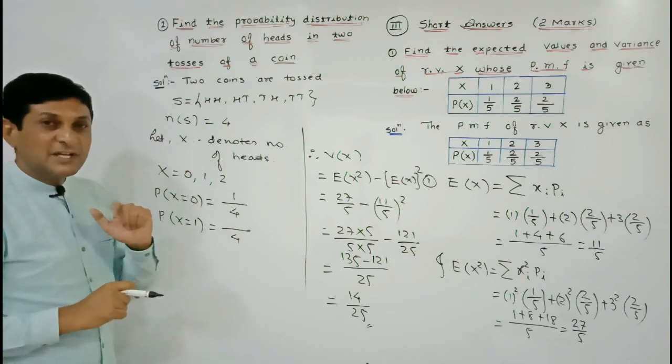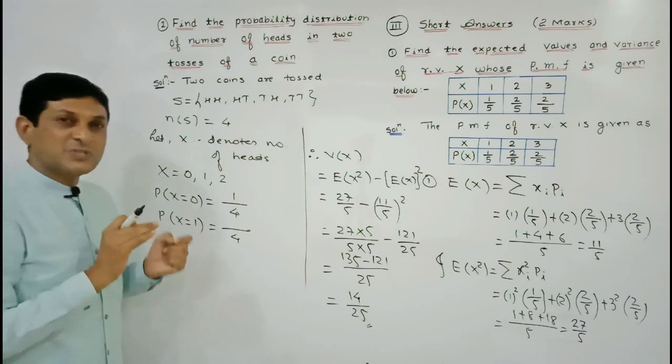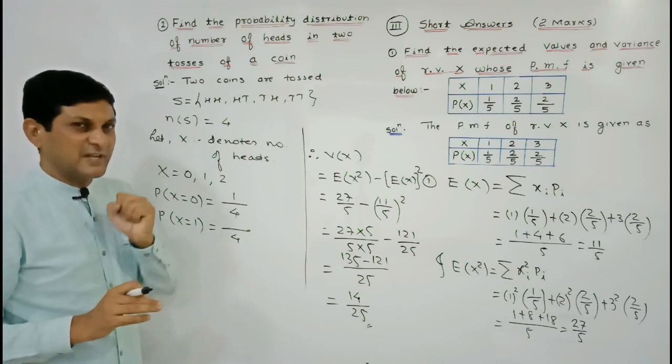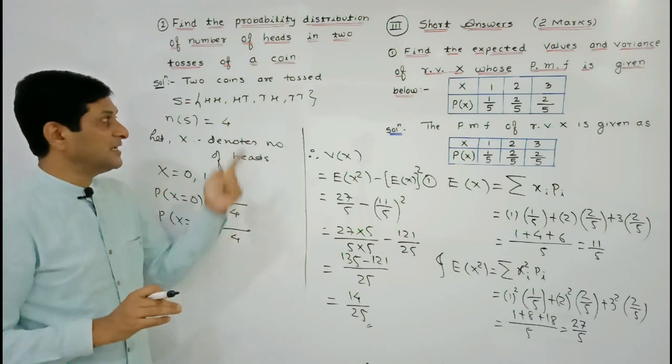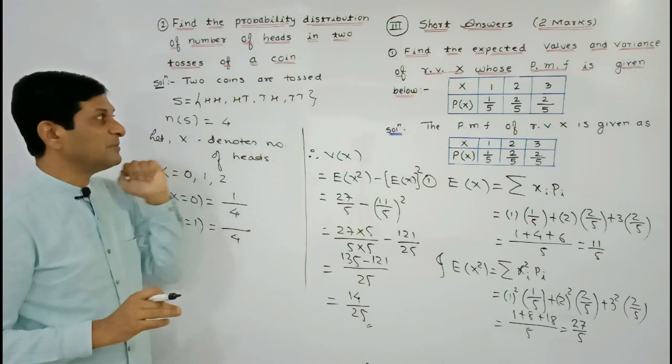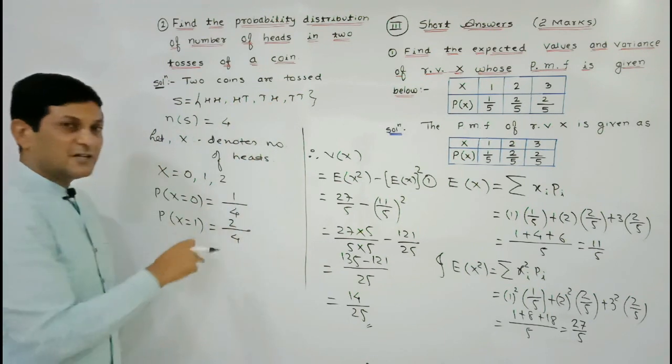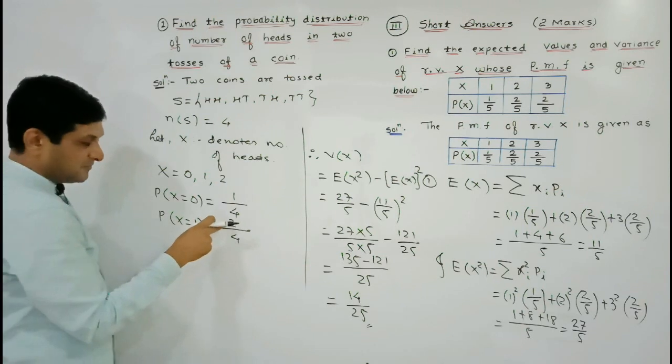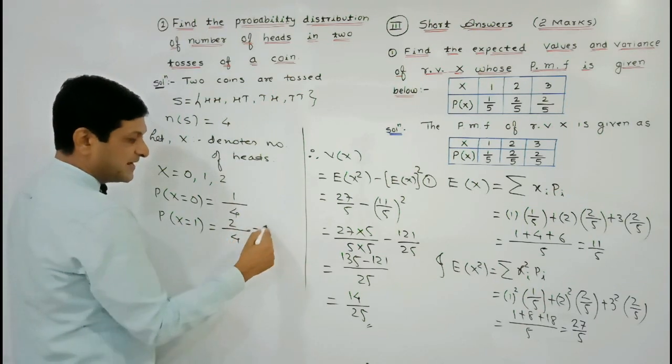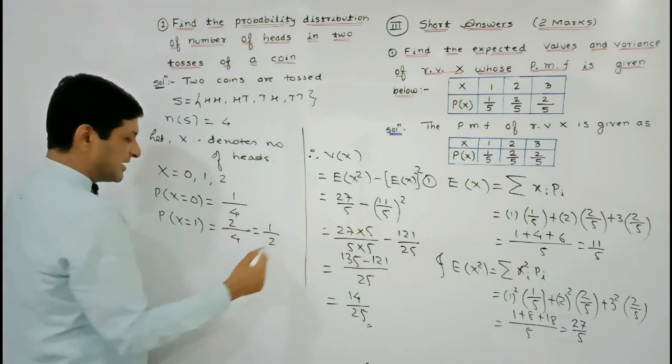Total outcomes are 4. In these outcomes, let us try to find out such elements in which number of heads are 1. एक ही head होना चाहिए. ऐसे कितने element है? यहाँ पे एक head है और यहाँ पे भी एक head है. Means 2 elements are there in which number of heads are 1. So it can be simplified. In simplest form, it can be written as 1/2.